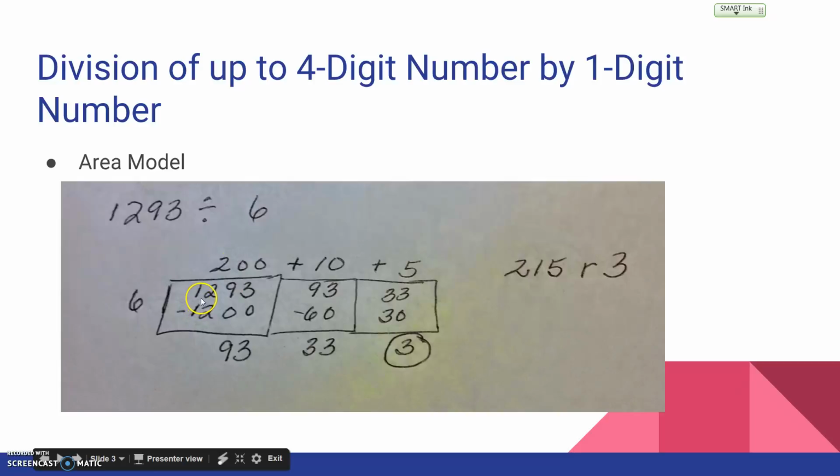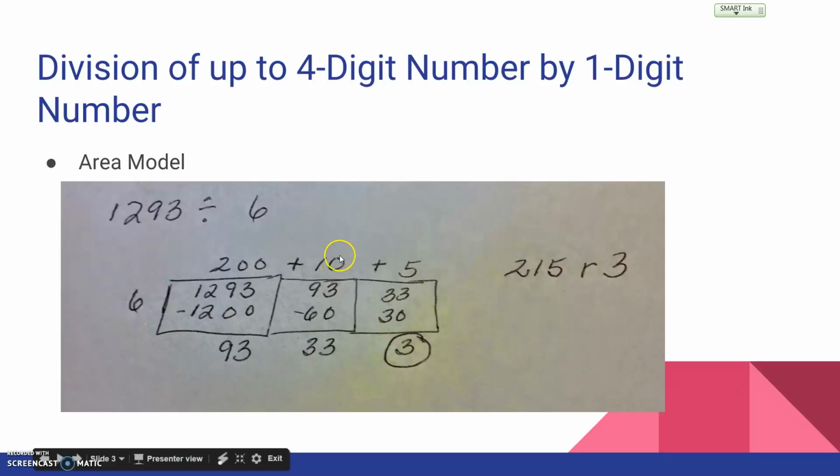They say, well, I started off with 1,293. When I multiply 200 times 6, I'm using up 1,200. And if I subtract, that leaves me with 93. So now I have 93, and I'm thinking, how many groups of 6 can I make out of that?